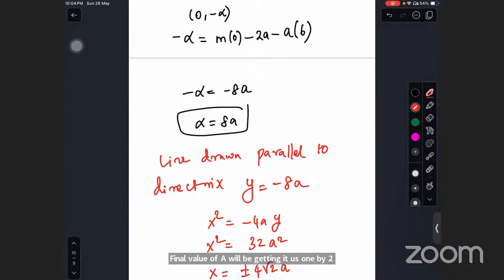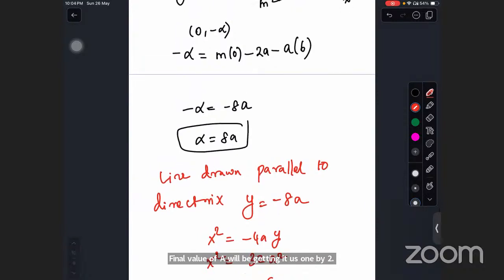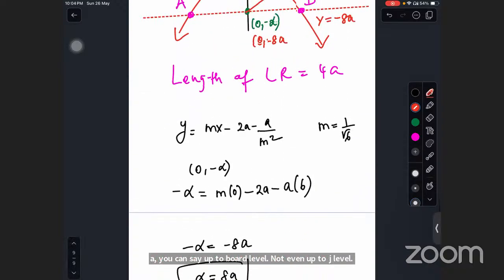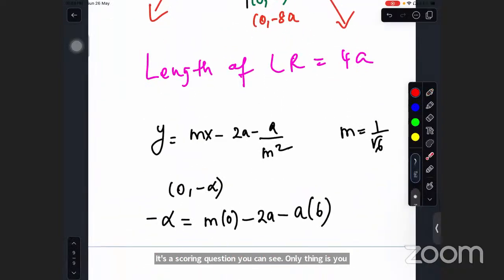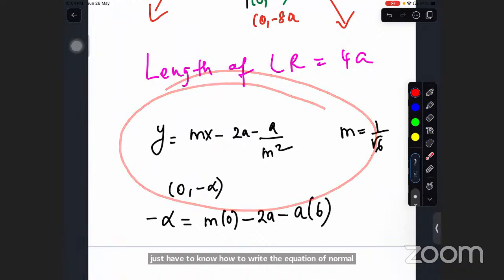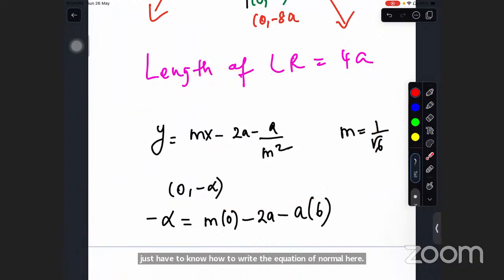So basically, if you observe, the question is very direct one. You can say it's up to board level, not even up to JEE level. It's a scoring question, you can say. Only thing is you just have to know how to write the equation of normal here. That particular part you just have to take care.